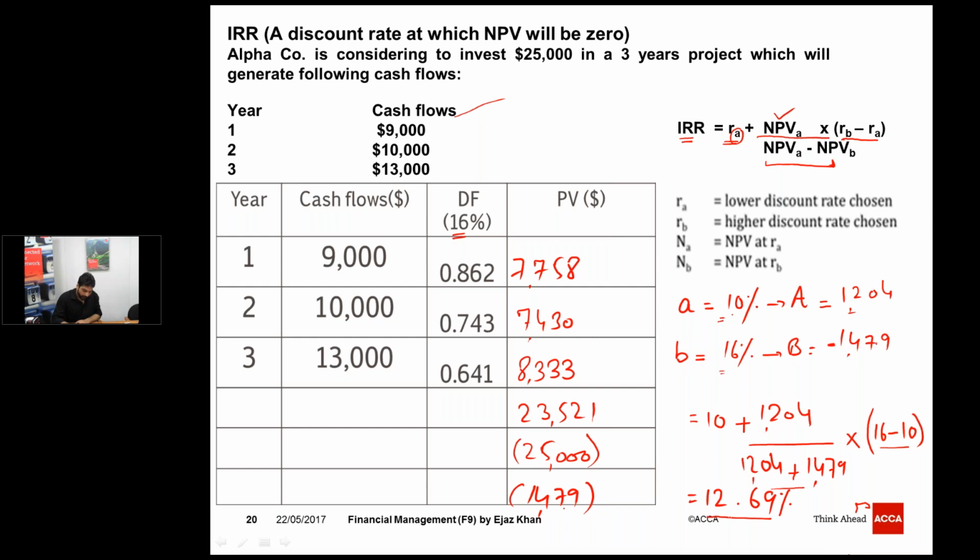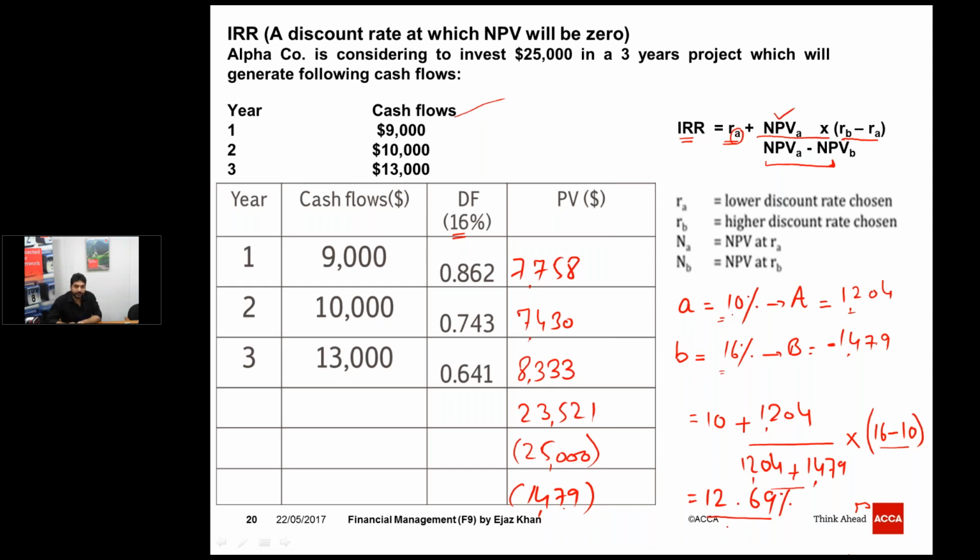So the importance and significance of this figure is that it will be compared with the cost of capital of the company. And if we find the cost of capital higher than this rate, we will reject the project, because this project is then going to give us negative net present value. We will only accept a project where our cost of capital is lower than this 12.69%. Say for example, this company has a cost of capital of 10%.